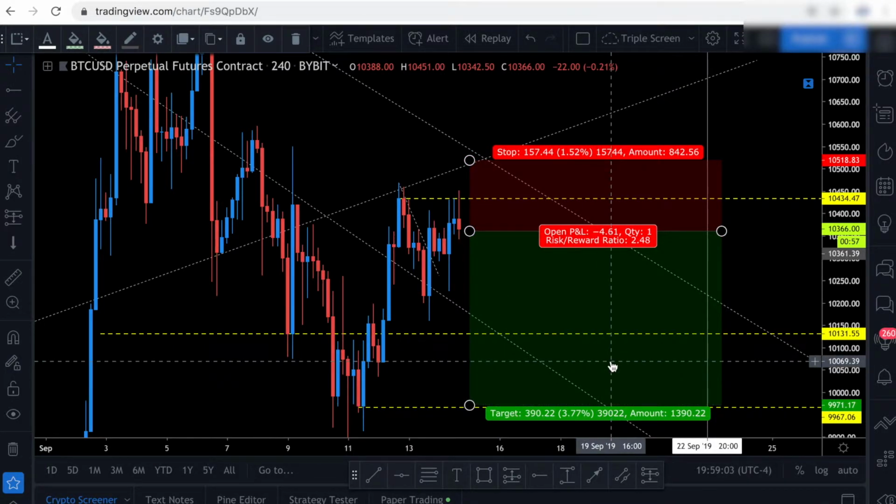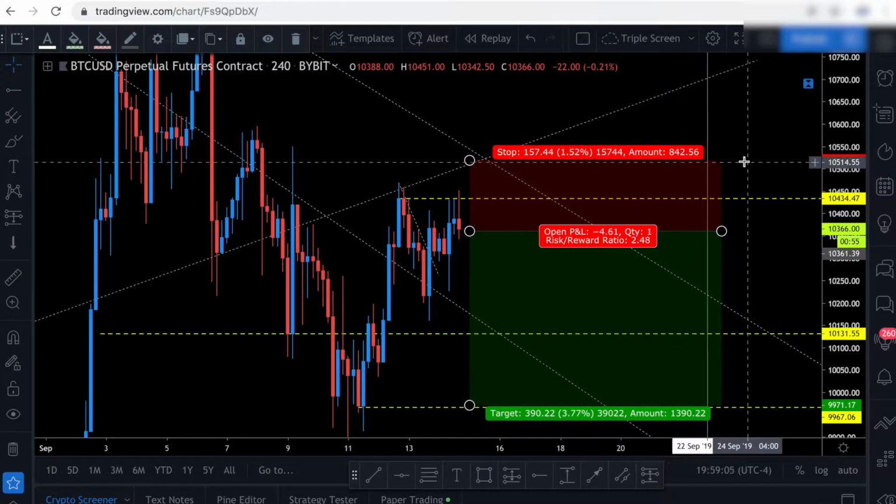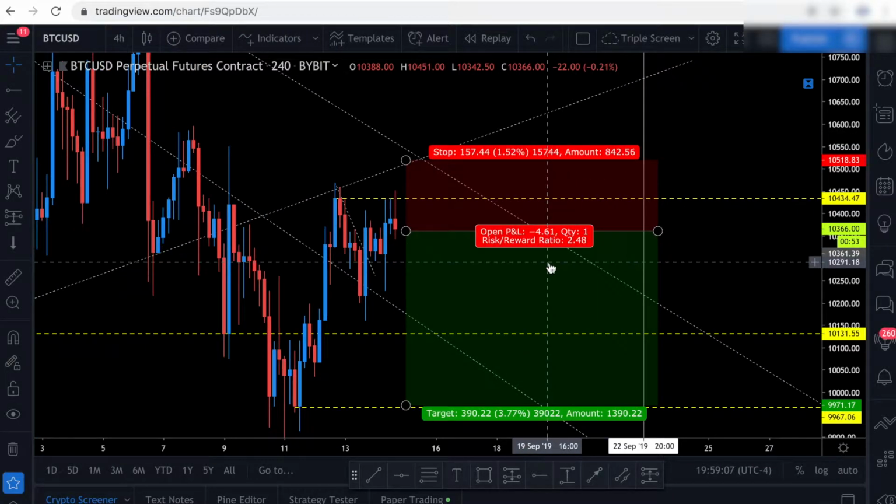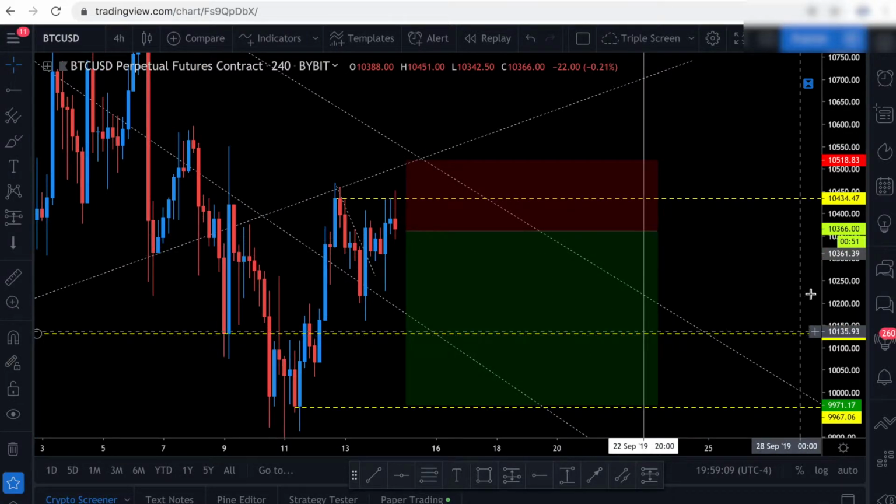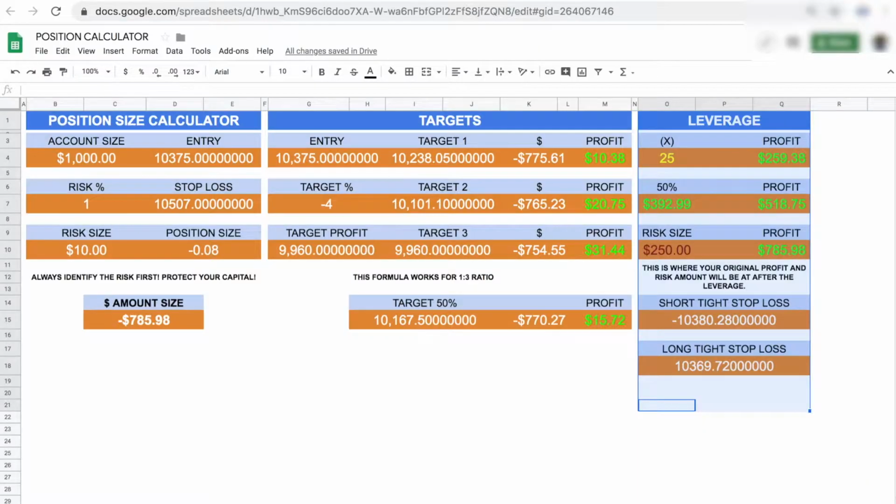So how do I use this? Let's go to the calculator now that I identify what I want to trade. So my entry level is 361, so go to the calculator and I'm going to put 361.